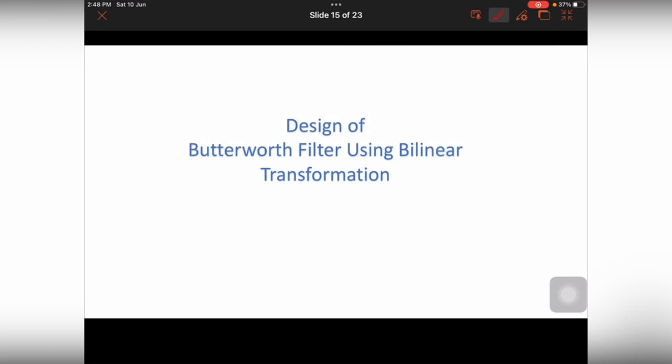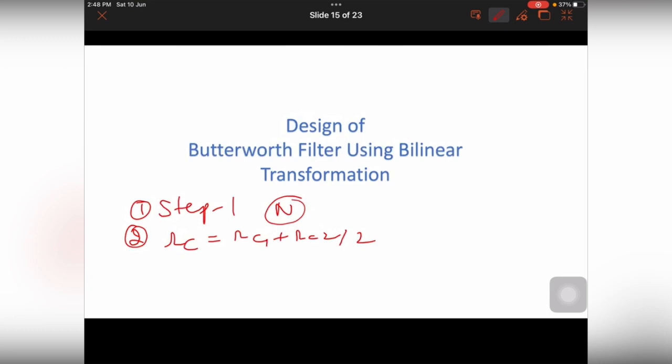So what are the steps followed for designing a low pass Butterworth filter? Step 1: we find the order of the filter, that is n, and if n is not an integer value, round off to the next higher integer value for the order of the filter n. That is your step 1. Step 2: find the cutoff frequency omega c, which is nothing but (omega c1 plus omega c2) divided by 2. That is step 2.